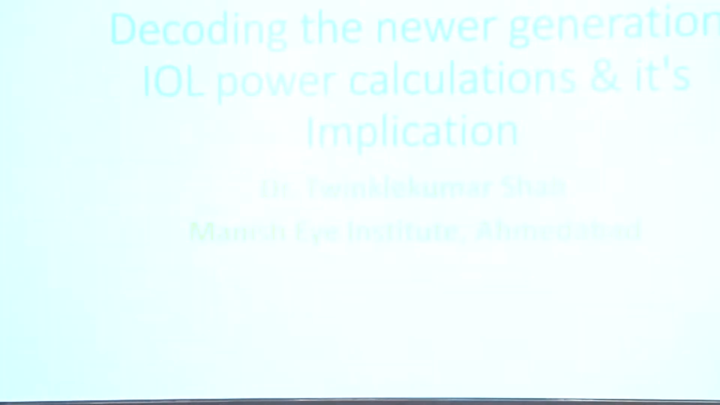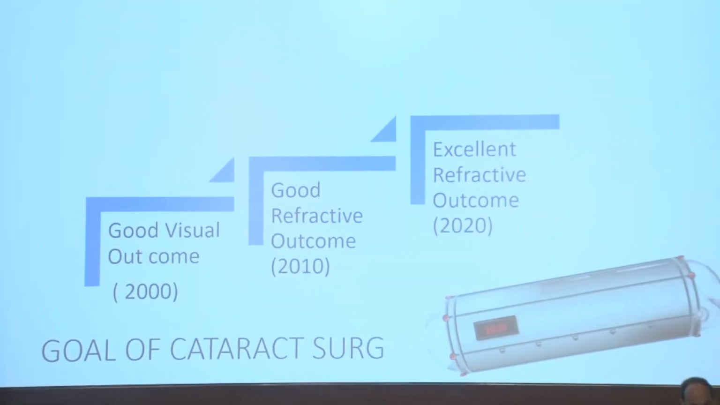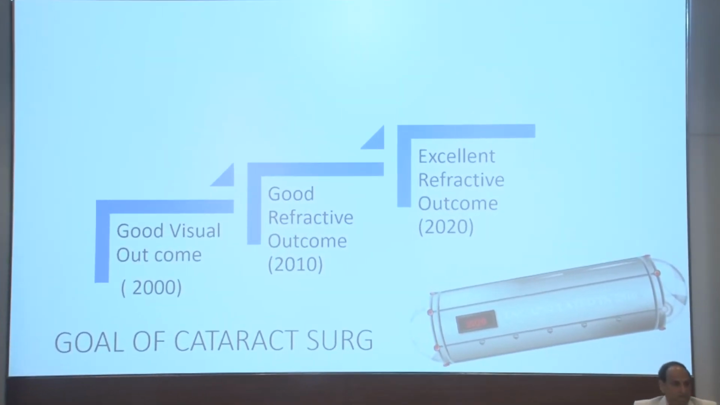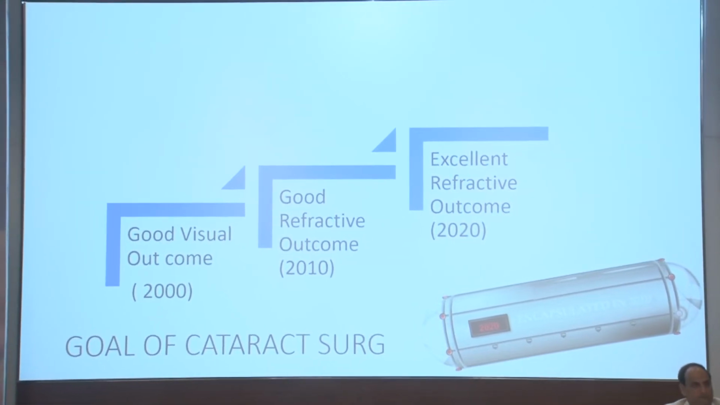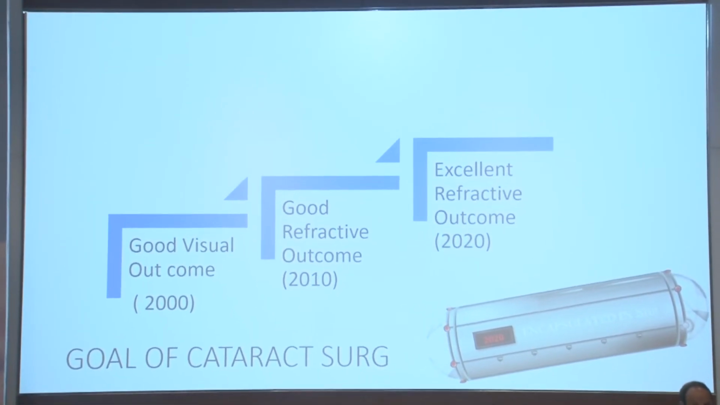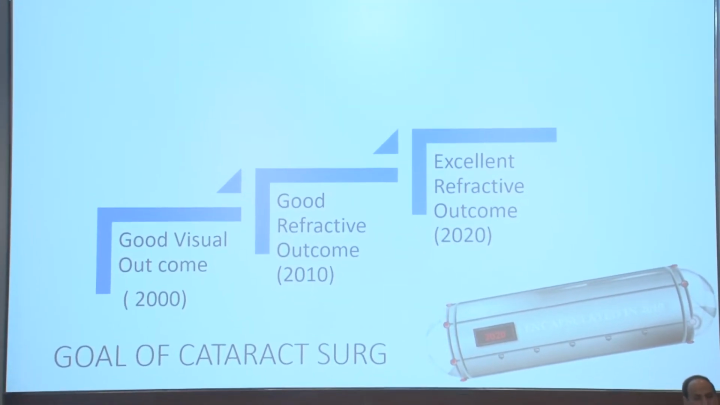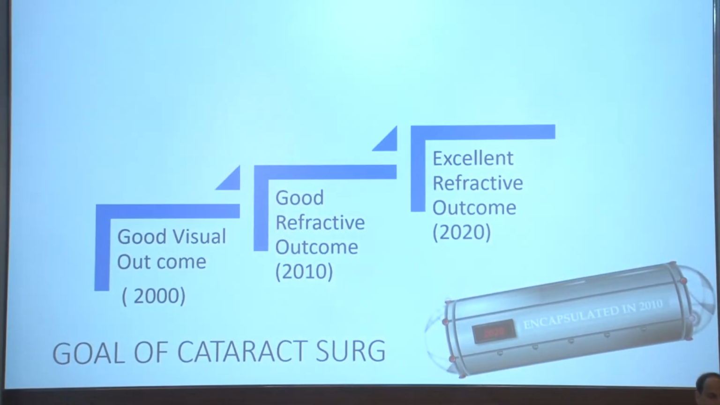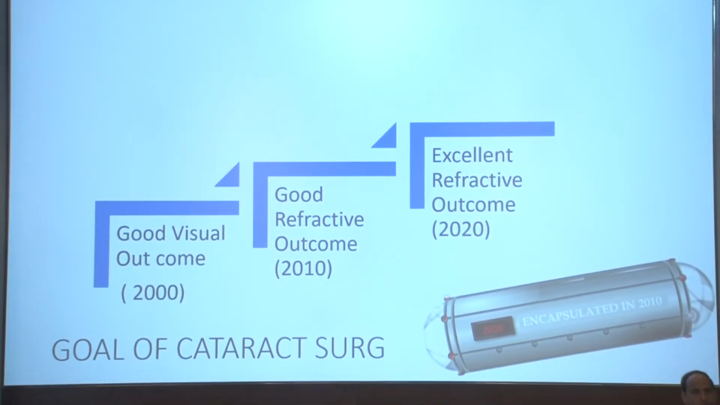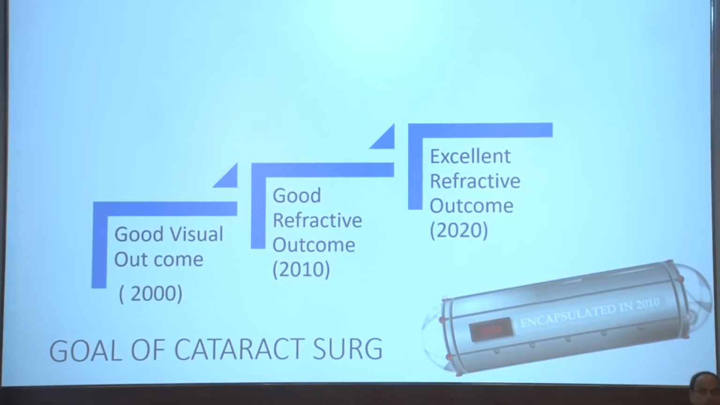Decoding the newer generation IOL power calculation and its implications. Now, in cataract surgery, there was a good visual outcome in 2000. In the next decade, 2010, it was a good refractive outcome. But now the demand of the patients is an excellent refractive outcome.